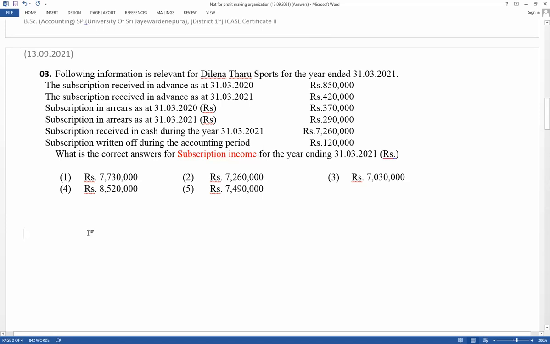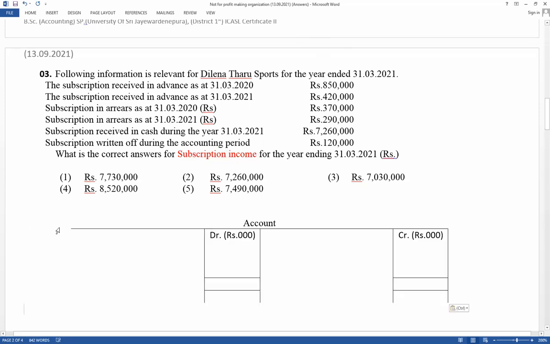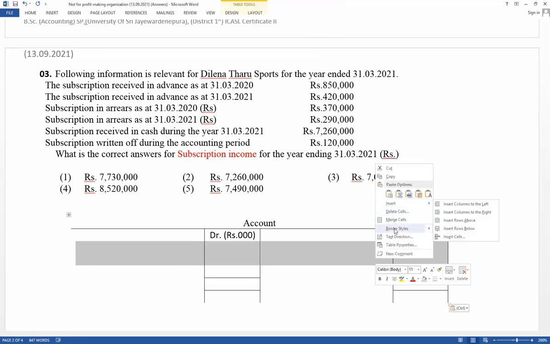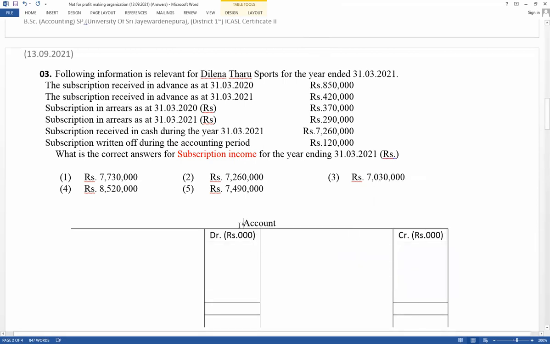Therefore, you have to prepare the subscription accounts. Prepare the subscription accounts, T accounts, that is a membership fee account. Main income subscription, main income. Therefore, here subscription accounts, record given information. It has given subscription received in advance 31st March 20. 31st March 20 means previous year closing balance became this year opening balance. Therefore, it should be recorded credit side as a balance brought forward.